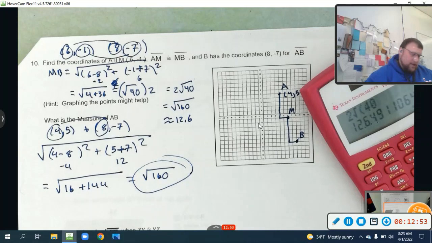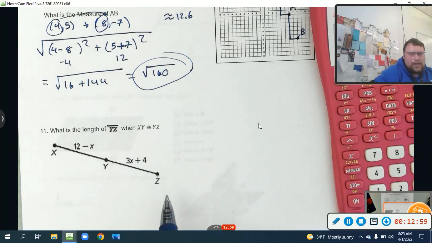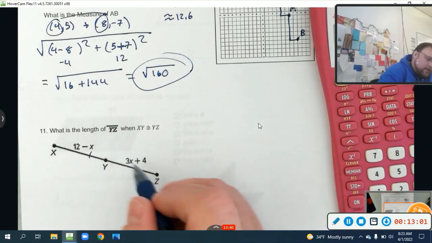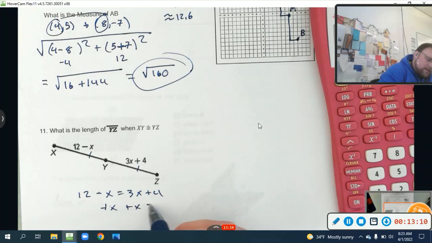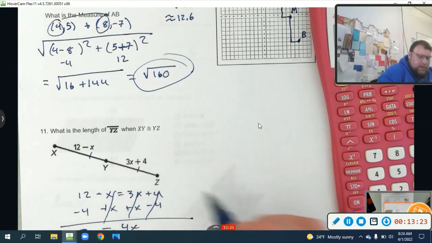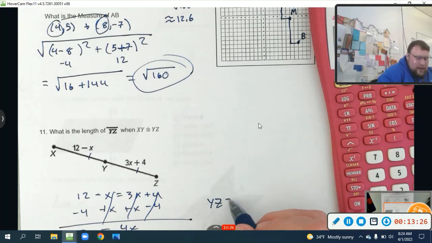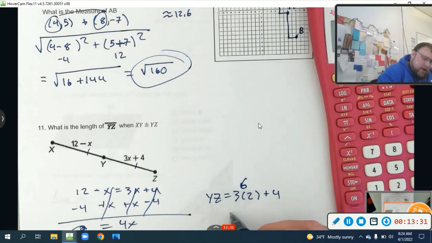You guys are awesome. Last thing we got to calculate is right here. What is the length of YZ? Well, if I know these sides are congruent, again, set them equal. Add x to both sides, minus 4 from both sides. I get 8 equals 4x, which means x equals 2. So I'm going to plug 2 into there, and I get YZ equals 3 times 2 plus 4, which is just 6 plus 4, or equals 10.